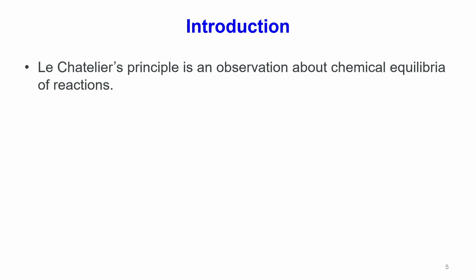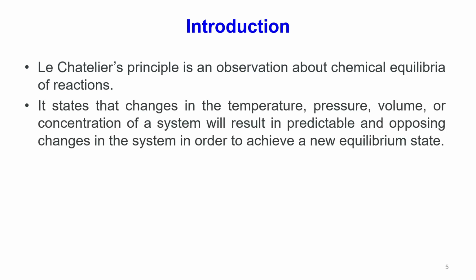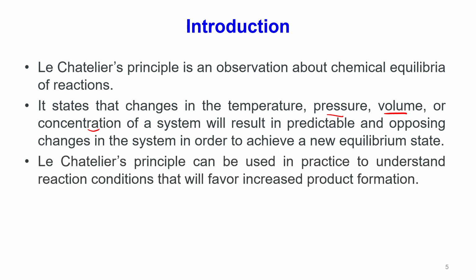So, what is Le Chatelier's? Le Chatelier's principle is an observation about chemical equilibria of reactions. It states that changes in the temperature, pressure, volume, or concentration of a system will result in predictable and opposing changes in the system in order to achieve a new equilibrium state. So Le Chatelier's principle can be used in practice to understand the reaction conditions that will favor increased product formation.